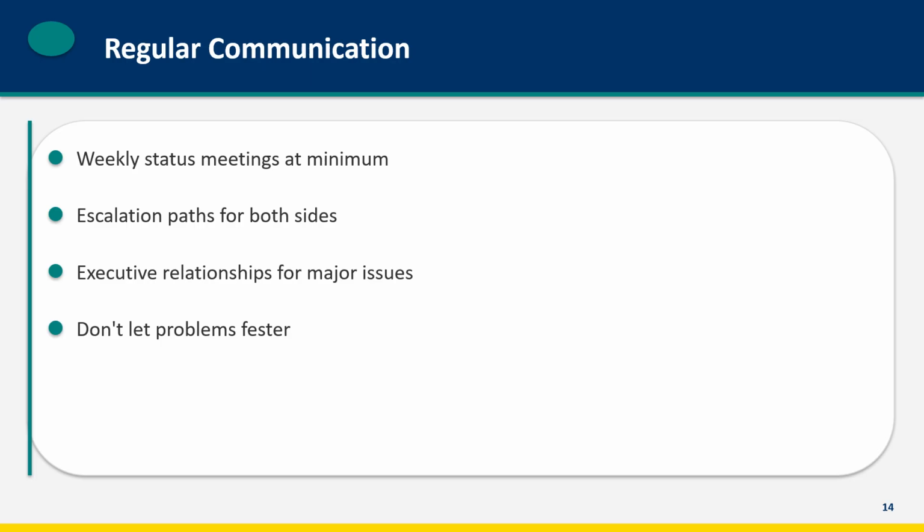Define escalation paths on both sides. If the project team can't resolve an issue, who's next? Build executive relationships for major issues. When escalation is needed, you want access to vendor leadership. Don't let problems fester. Address issues as they emerge. Problems raised early are usually solvable. Problems raised late become crises.